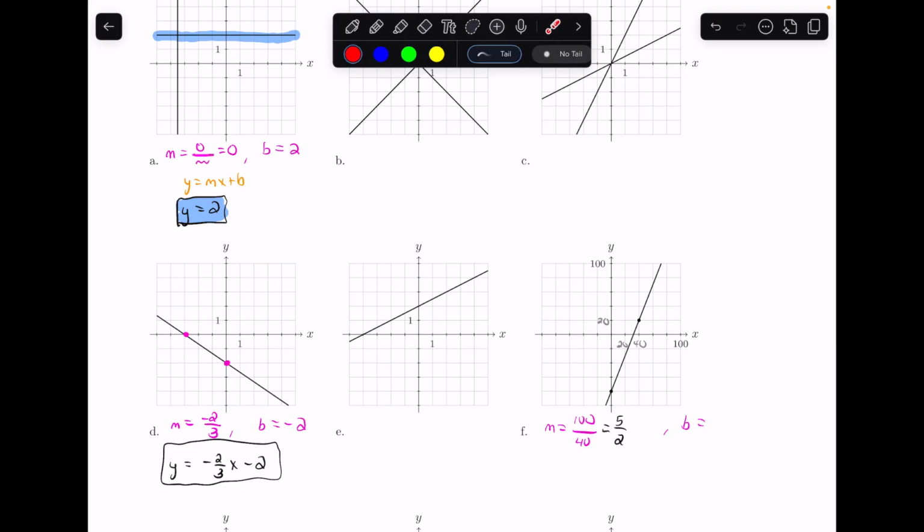And then what's my y-intercept? Well, it's down 1, 2, 3, 4 tick marks. So 4 times 20, that would be 80. But since it's in the negative direction, it's -80. And then from there, I can write my equation. I'd get y equals 5 halves for the slope times x, and then the b value -80, and there we got the equation.